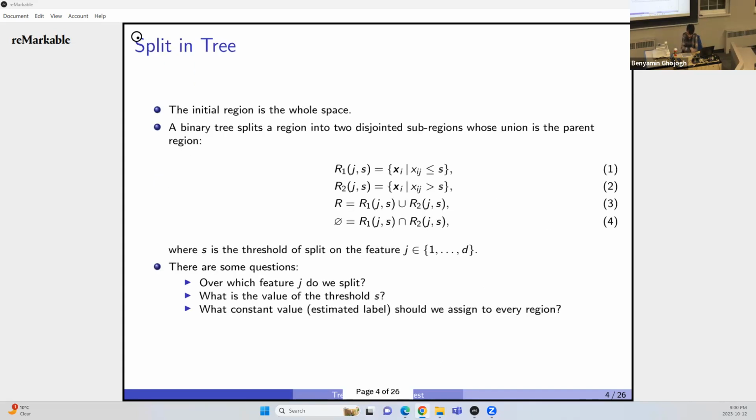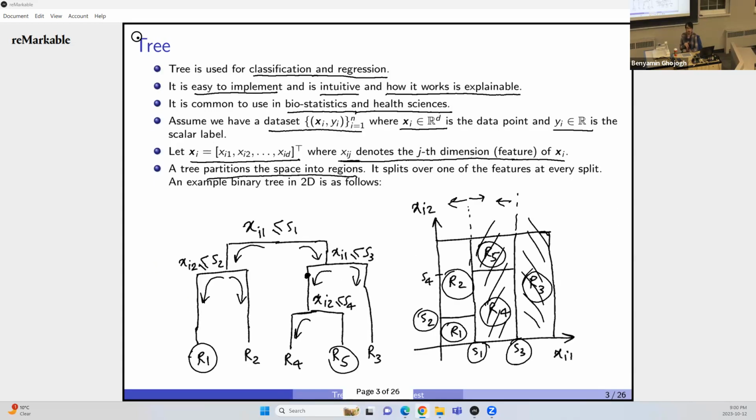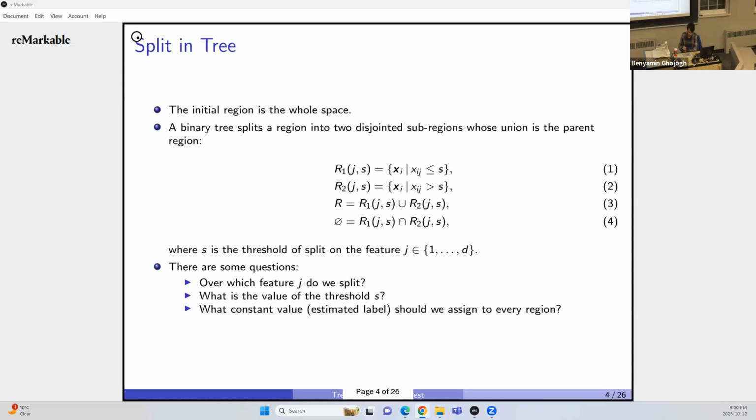But here, by the way, we had a binary tree, where every node, every region, is partitioned into 2 subregions. We can have a general tree, where every region partitions into 3 subregions, or 4, whatever, right? The initial region is the whole space. A binary tree, so every node has 2 children.